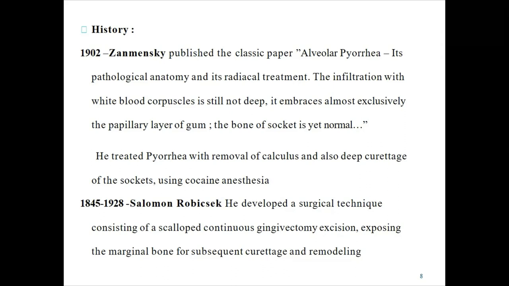Followed by him, there was Robicsek. He was the first person who developed a surgical technique consisting of a scalloping continuous gingivectomy incision, exposing the marginal bone for the subsequent curettage and remodeling.